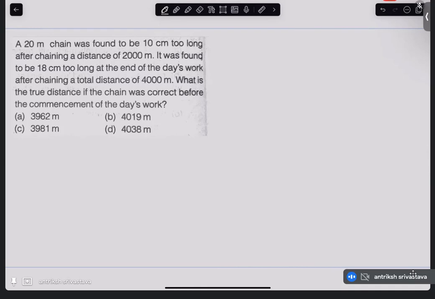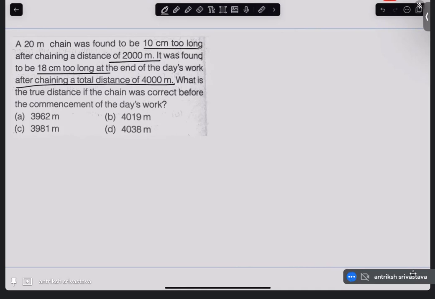Okay, so the question goes like, a 20-meter chain was found to be 10 centimeter too long after chaining a distance of 2000 meters. It was found to be 18 centimeters too long at the end of the day's work when the total chaining distance is 4000 meters. What is the true distance if the chain was correct before the commencement of the day's work.